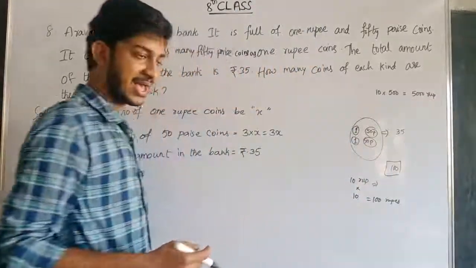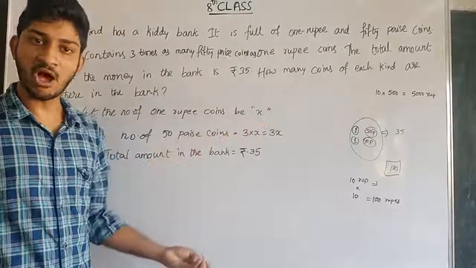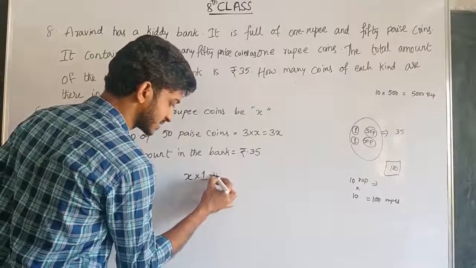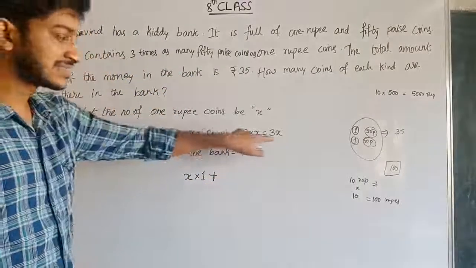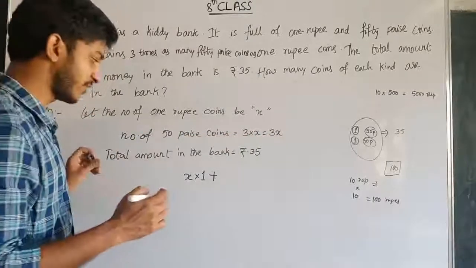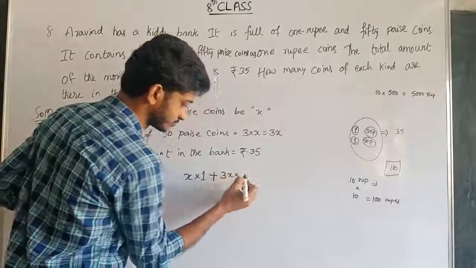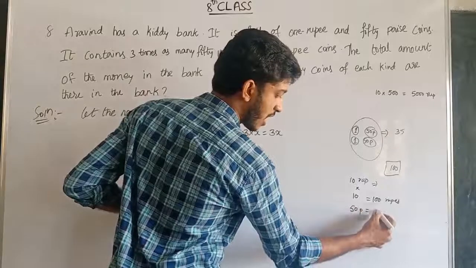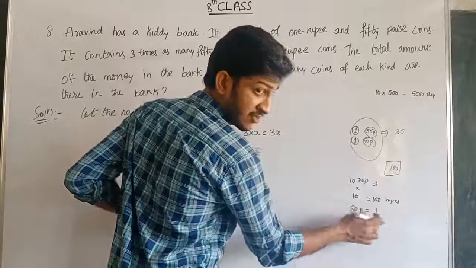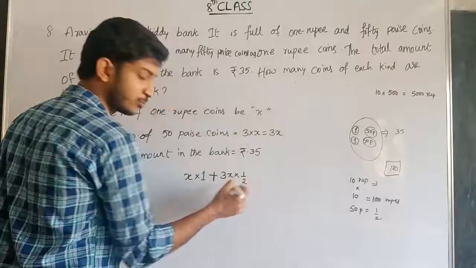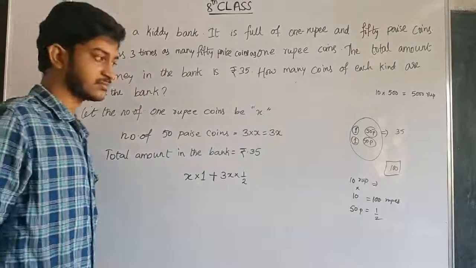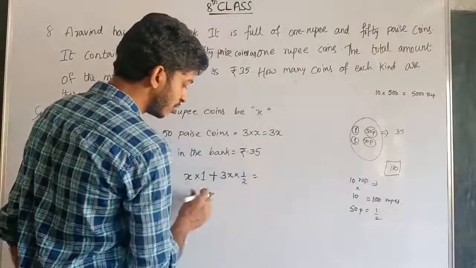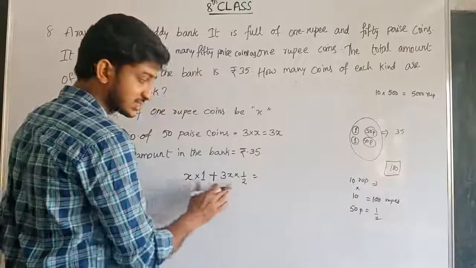So I have x coins of 1 rupee, so the amount is x into 1 rupee, plus I have 3x coins of 50 paisa, which means 3x into 50 paisa. 50 paisa means half rupee. That's why I am writing it as 1/2 rupee. Equal to the total, which is 35 rupees.